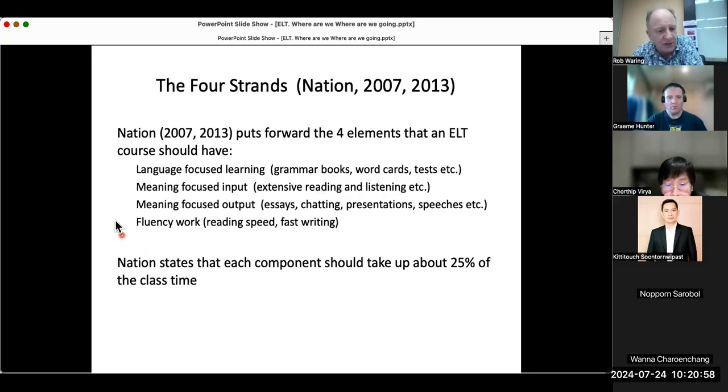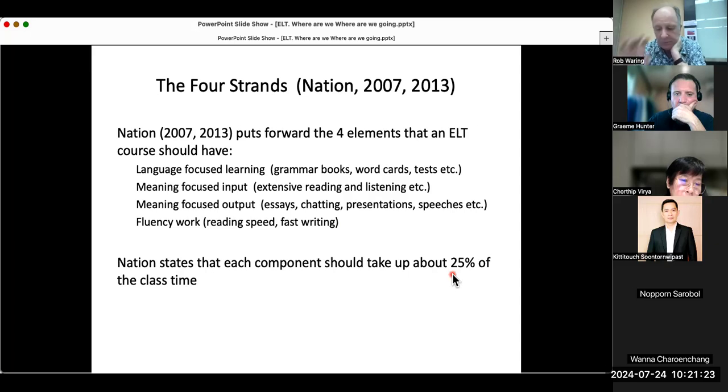The balanced curriculum doesn't really have a fluency component, and Paul and I have talked about this regularly. He thinks there is a need for a fluency component, and I think fluency is an outcome of meaning-focused input and meaning-focused output. So I think a little bit of speed reading and fast writing is important, but I don't think it deserves, as Paul says, 25% of the class time. So Paul and I disagree on this, so it's going to depend on the class, of course.